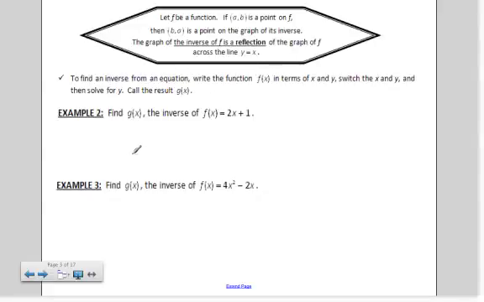So, how on earth would we find an inverse? Well, write the function in terms of x and y and swap the x and y, and then solve for y. So, here we go. I'm going to find g of x, the inverse of f of x. So f of x I'm going to write as y equals 2x plus 1. And now I have to swap!